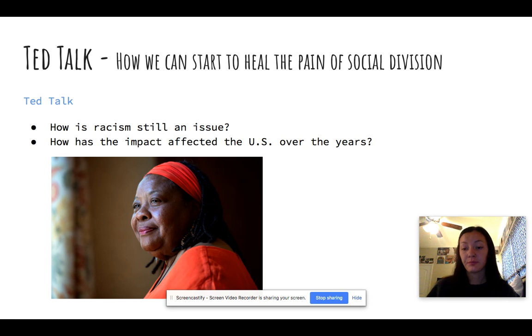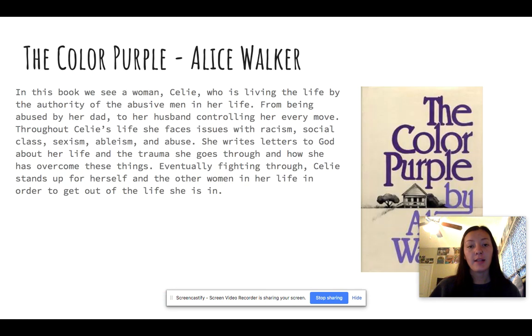So next we would move into The Color Purple, and in this book, we see a woman, Sally, who is living the life of by the authority of the abusive men in her life, from being abused by her dad to her husband controlling her every move. Throughout Sally's life, she faces issues with racism, social class, sexism, ableism, and abuse. She writes letters to God about her life and the trauma she has gone through and how she has overcome these things. Eventually fighting through, Sally stands up for herself and the other women in her life in order to get out of the life she's in.